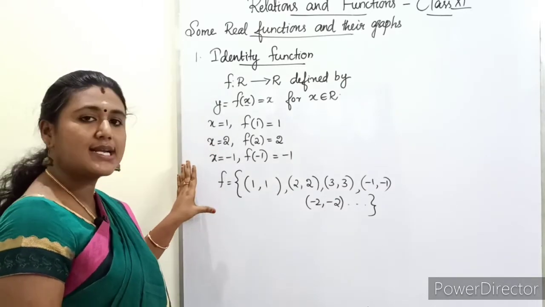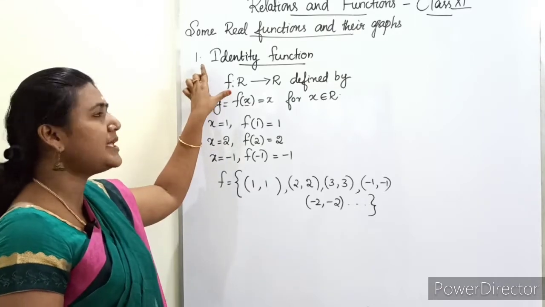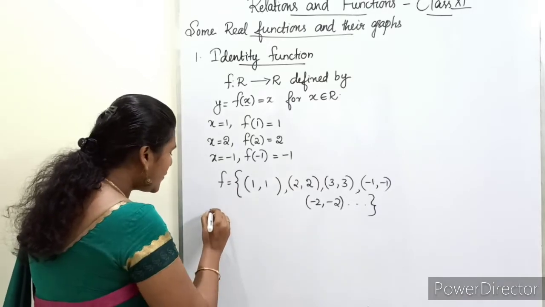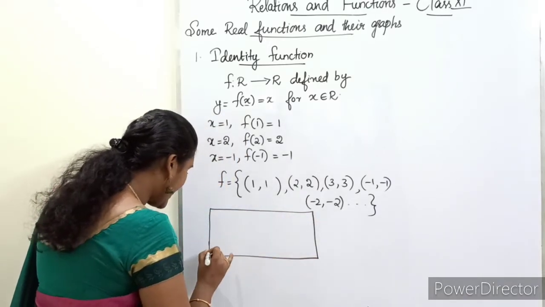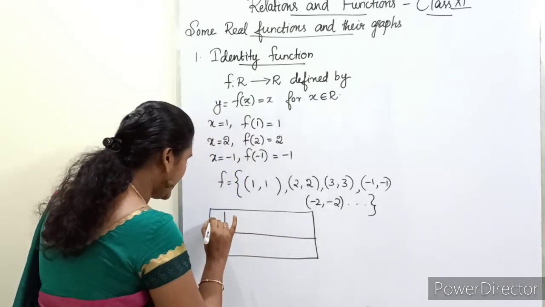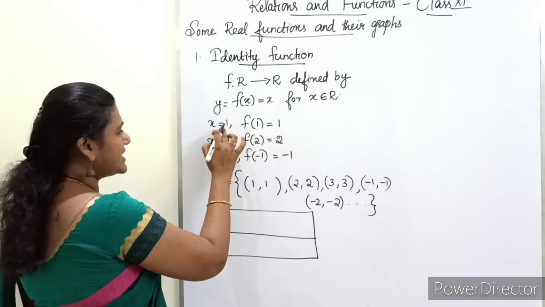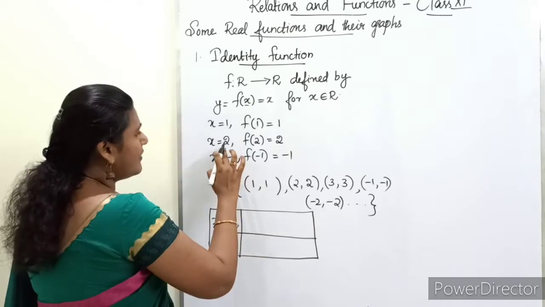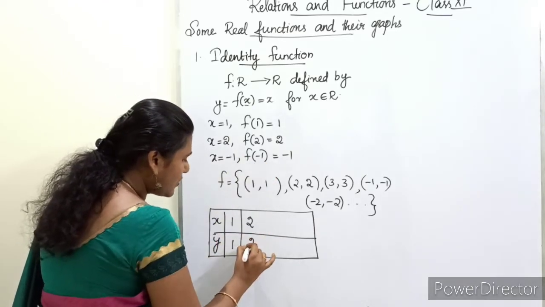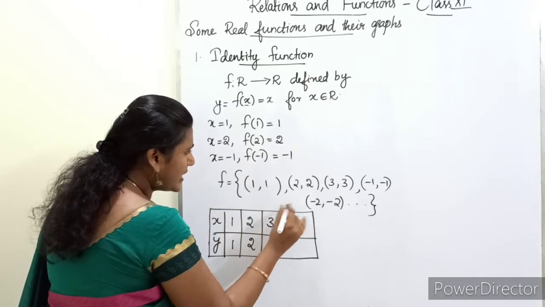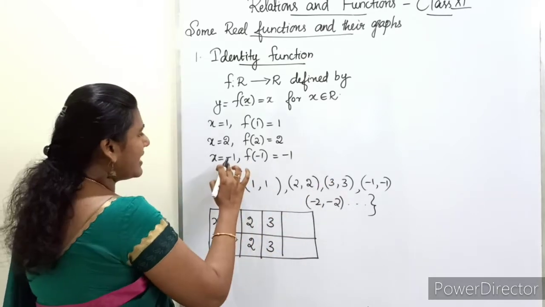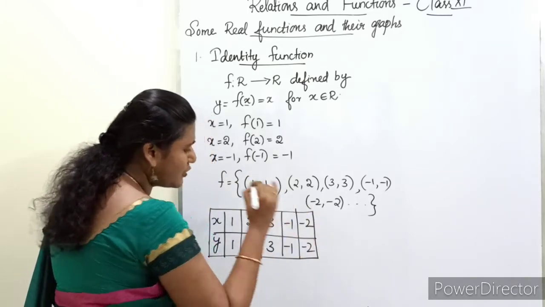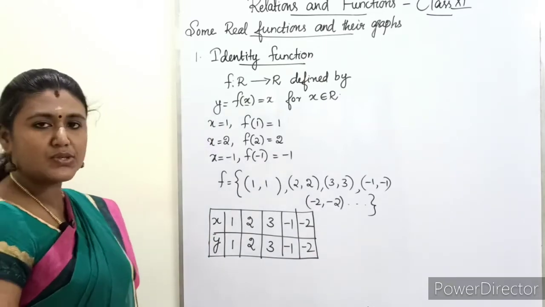Now we are going to see its domain and range and what the graph of the identity function will be. First we will see the graph. If you want to draw the graph of a function, you need a few values of x and y. When x is equal to 1, then f of 1, that is the y value, is also 1. When x is equal to 2, y is also 2. When x is equal to 3, y is also 3. If you take negative values, for minus 1, y is also minus 1, and for minus 2, y is also minus 2. So we have got a few values of x and y.